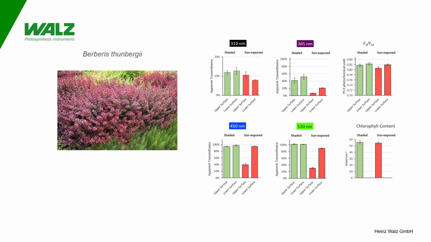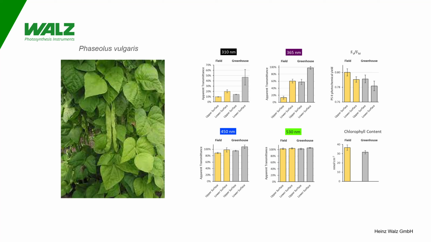With respect to blue and green light, the top sides of the sun-exposed leaves contain more screening pigments. Effects of the different configurations on FV over FM and chlorophyll content, on the other hand, are limited. The second example compares common beans grown either in the field or in the greenhouse, where measurements of the top and bottom sides of the leaf form again the second variable.